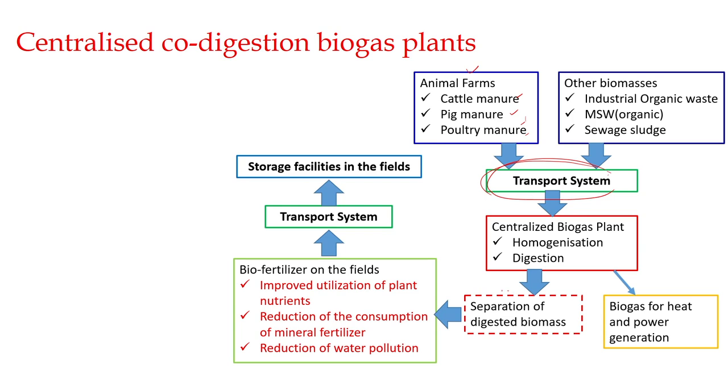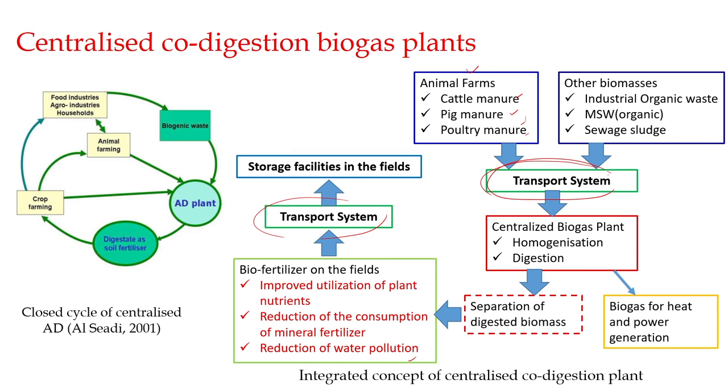And the digestate can be separated, and we can use it for making biofertilizer on the field, which improves the utilization of plant nutrients, then reduces the consumption of fertilizers, and this is organic fertilizer, so it will enrich the quality of the plants, and reduce water pollution. And this may be transported again, and then stored, and then provided to the agricultural field, or it can be sold to the local market. So if we see, this is altogether an integrated concept of a centralized co-digestion plant.